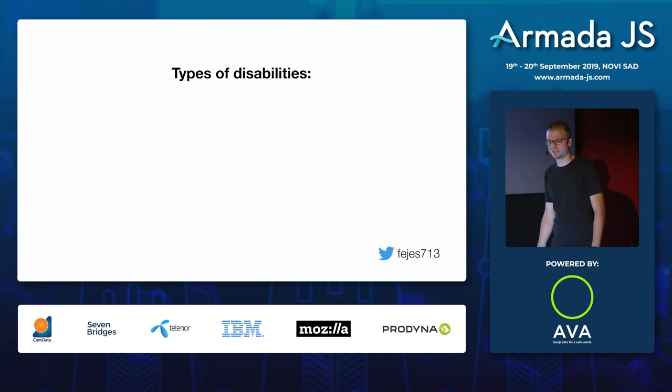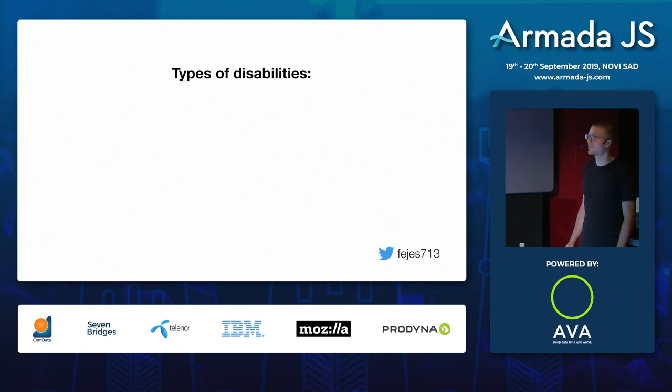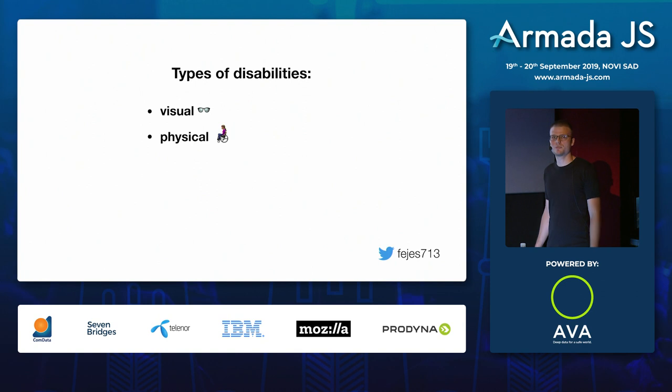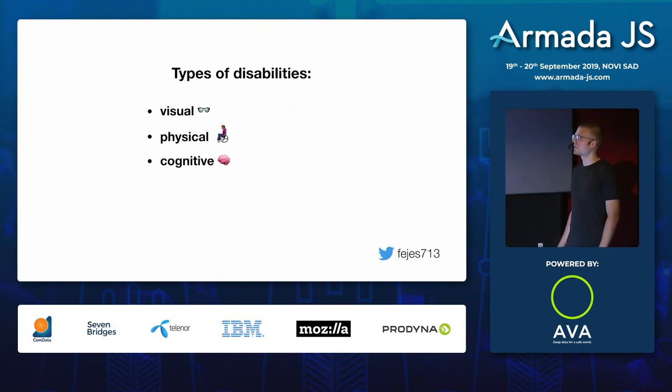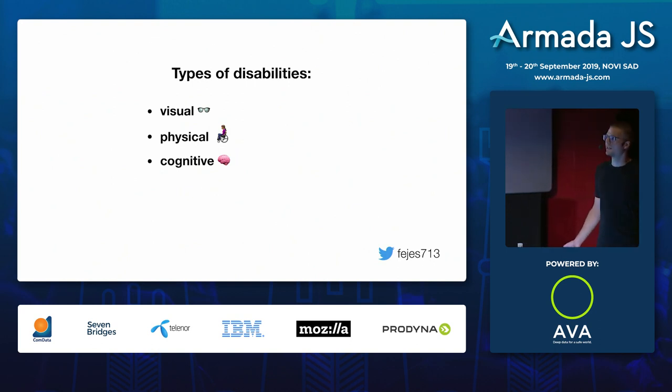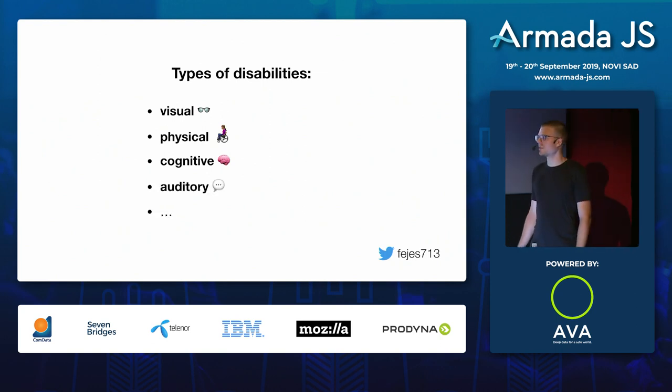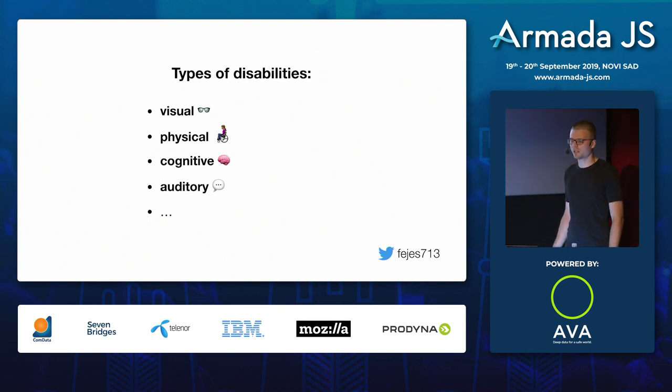So what types of disabilities exist? There are many types of them, and unfortunately because of the time, today I'm going to cover visually impaired people. Those are blind persons or people with very low vision. I'm going to cover physically impaired people, or people who are unable to use the standard input methods for technology. Also, I'm going to cover cognitively impaired people. Those include the ones with mild to severe dyslexia, as well as attention deficit and information processing disorder. And last but not least, I'm going to cover auditory impaired people. Those are the ones who are completely deaf or partially deaf, so they have to wear hearing aids.